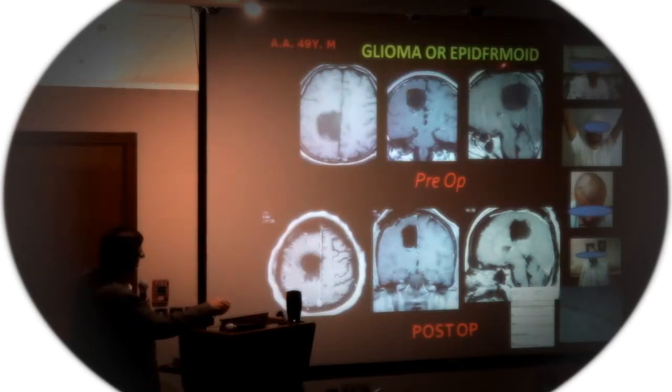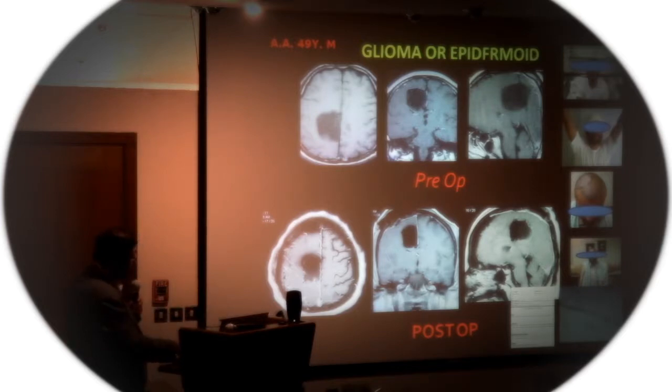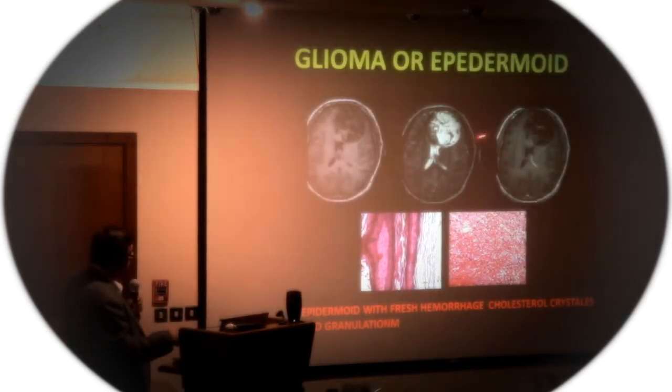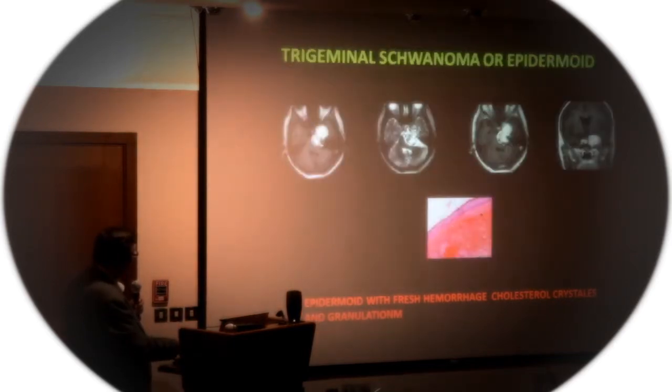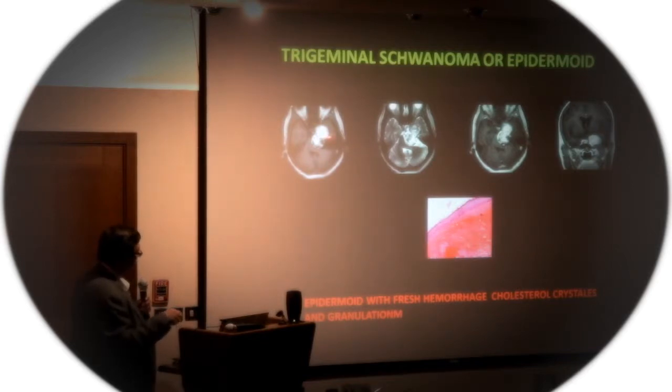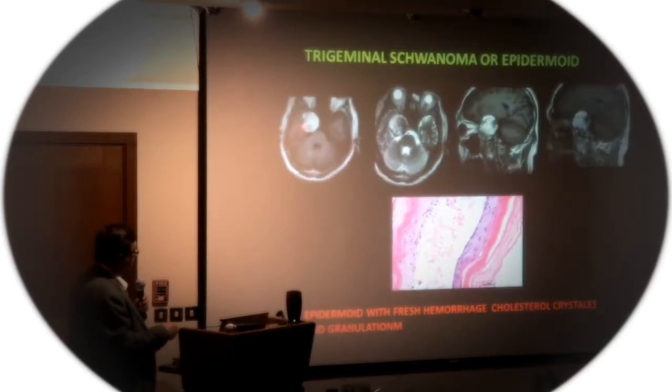Is this a glioma or epidermoid? When I had this Yemeni patient, I thought this is a glioma. When I went in and excised it, it turned out to be an epidermoid. Glioma or epidermoid? Epidermoid. Trigeminal schwannoma or epidermoid? We have seen trigeminal schwannomas previously here under this roof, and you can think that this may be trigeminal schwannoma. It turns out to be an epidermoid. Again, trigeminal schwannoma? No, it turns out to be epidermoid.